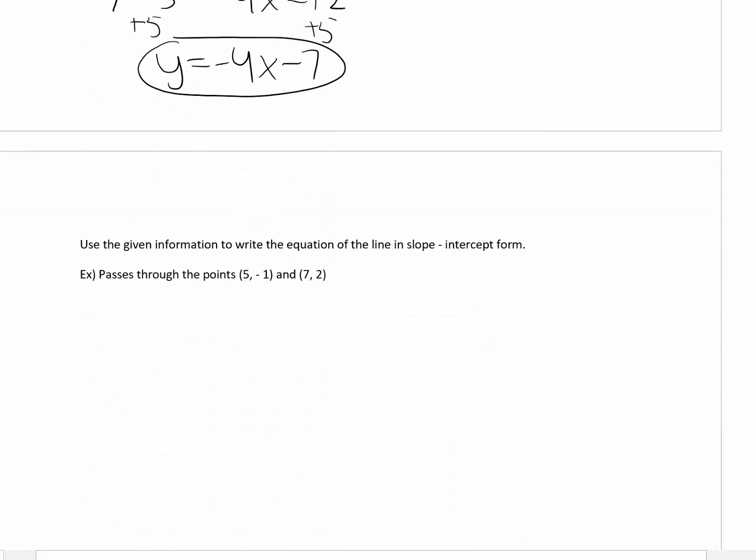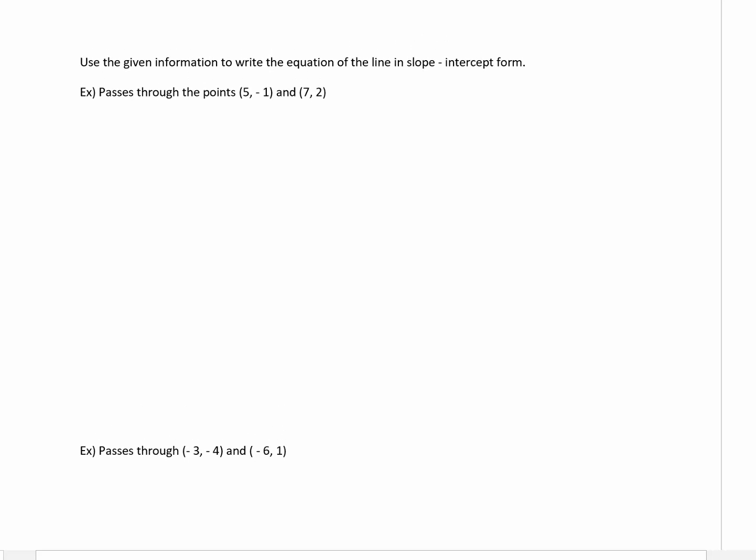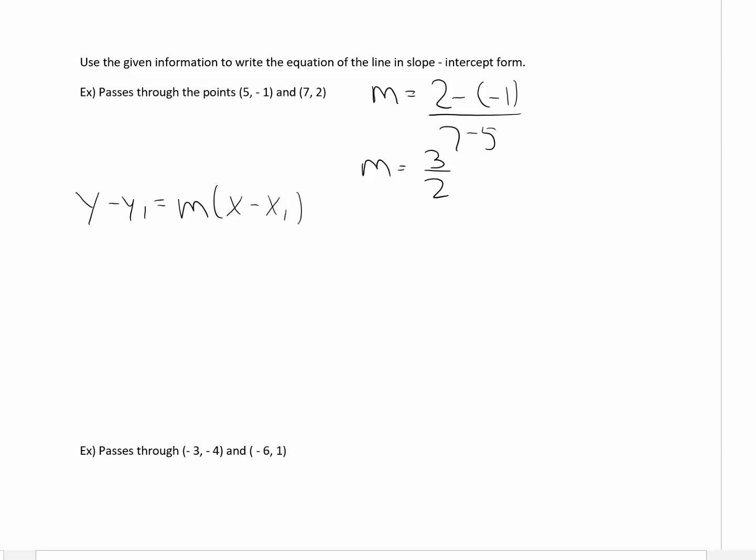Okay, let's take a look at the next example then. So now we have 2 points. So before anything else, we must calculate the slope. So the slope will be 2 minus a negative 1 divided by 7 minus 5. So here the slope is 3/2. Okay, so again, we'll use point-slope. So that's y minus y1 is equal to m times the quantity x minus x1.